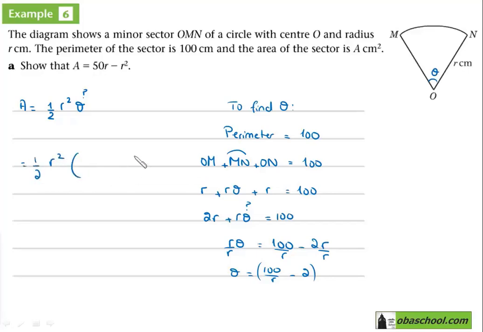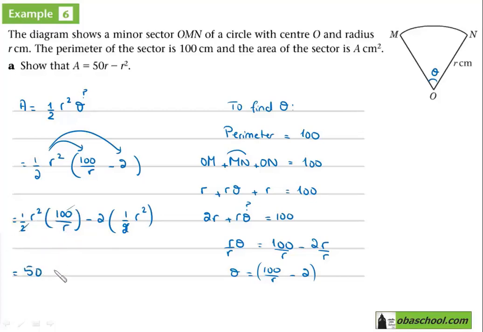Half multiplied by r squared multiplied by theta, which is 100 over r minus 2. Now we will expand. Half r squared multiplied by 100 over r minus 2 into half r squared. 100 divided by 2 is 50. So here we write 50. R squared divided by r is r, minus 2 divided by 2 is 1, r squared. We reached the same result, so this is verified.